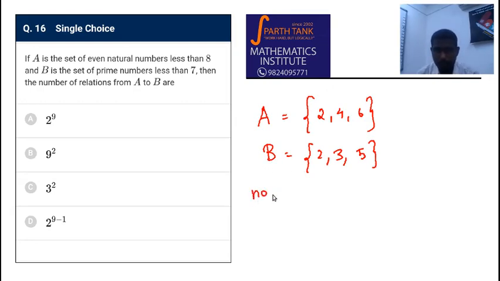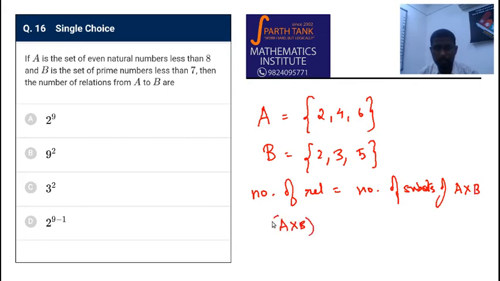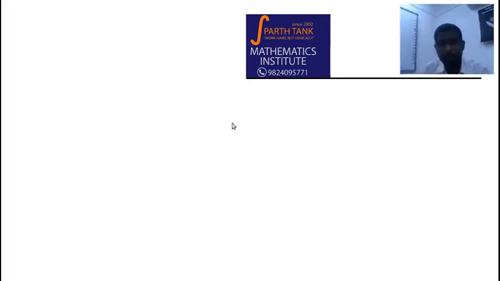Now we know the number of relations is equal to the number of subsets of A cross B, right? So A cross B would have the number of elements 9. Therefore the number of subsets, that is the power set, is 2 raised to 9. Therefore the number of relations defined from A to B is 2 raised to 9, 512. So 2 raised to 9, option A. Let us move to question number 17.